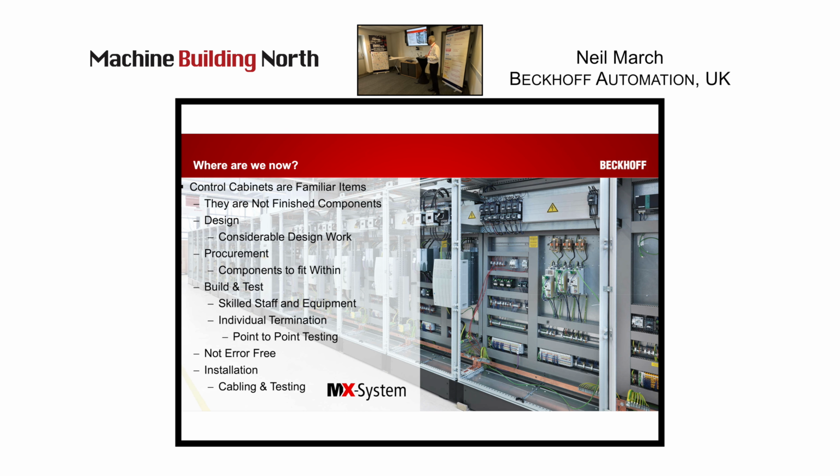That involves skilled staff and equipment. Equipment, CNCs, drilling, tapping, cutting, all of the processes that are needed for this cabinet to come together. And then you have individual terminations. All the wires have to be individually crimped, terminated, indented, and then finished off into the products that are contained within. And of course, all of this is not error-free. There are occasions when things go wrong.